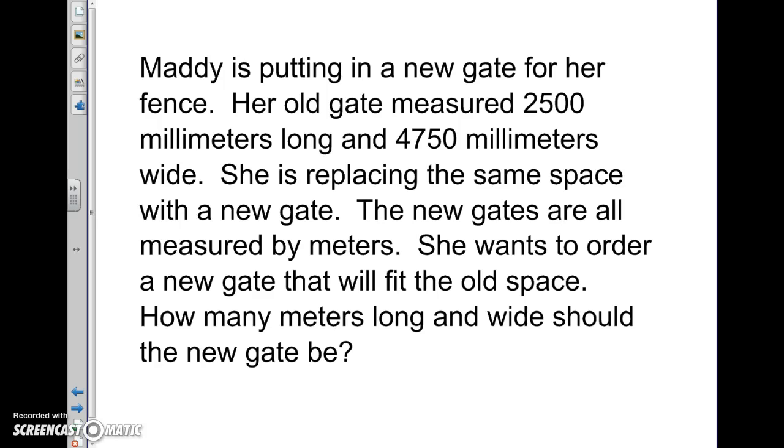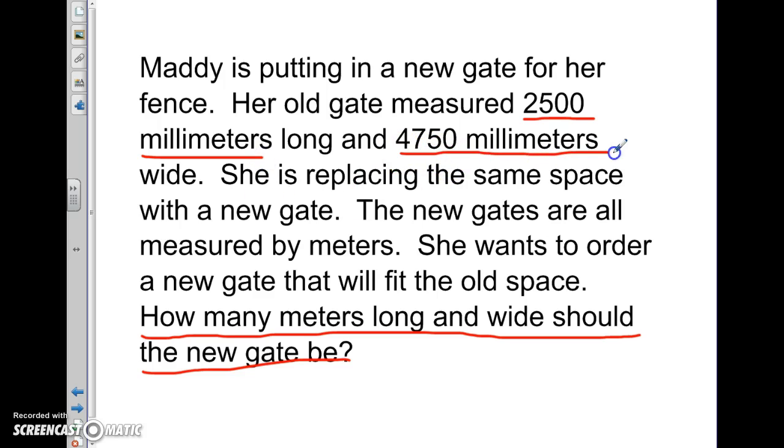All right, so first, of course, we look at the question. How many meters long and wide should the new gate be? So we want the measurement in meters units, but the current space is measured in millimeters. So we want to change 2,500 millimeters into meters, and we want to change 4,750 millimeters into meters. We want to convert those measurements.